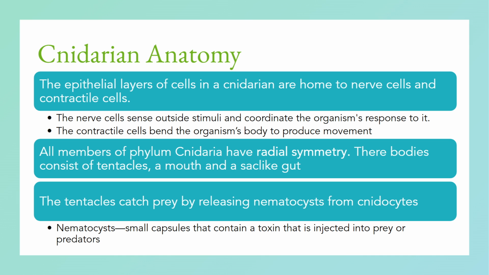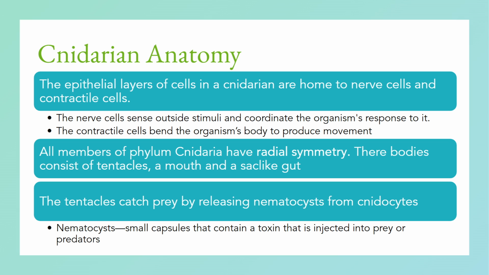Epithelial layers of cells in a cnidarian are home also to nerve cells and contractile cells. The nerve cells are going to let this organism respond to outside stimuli, and the contractile cells allow the organisms to bend and move about, at least partially, in their environment. All cnidarians show radial symmetry. They all have a mouth with a sac-like gut called the gastrovascular cavity.